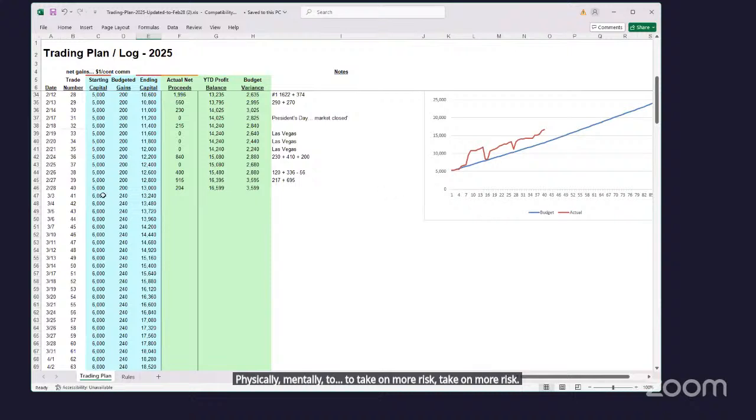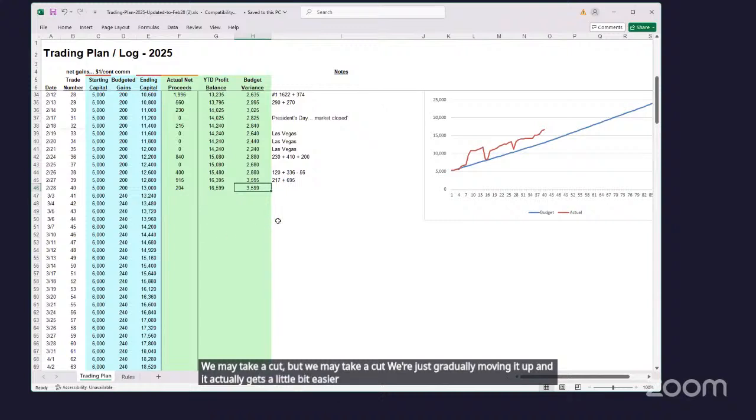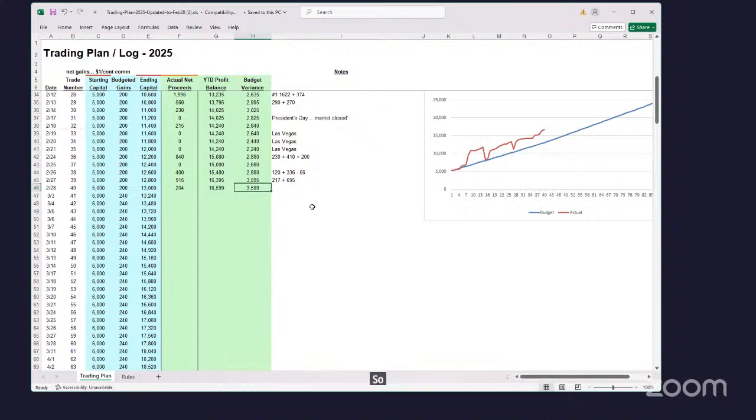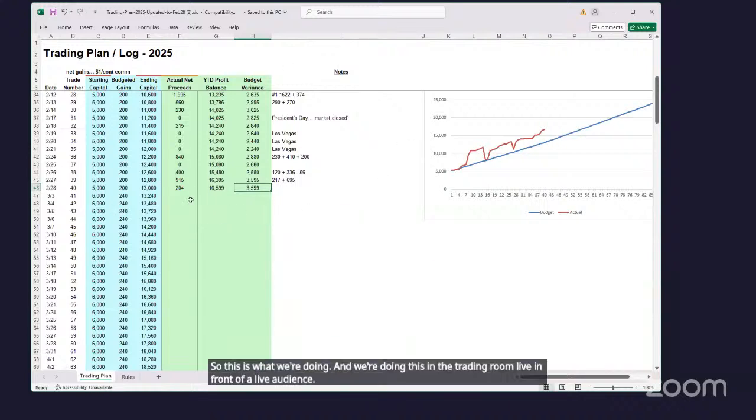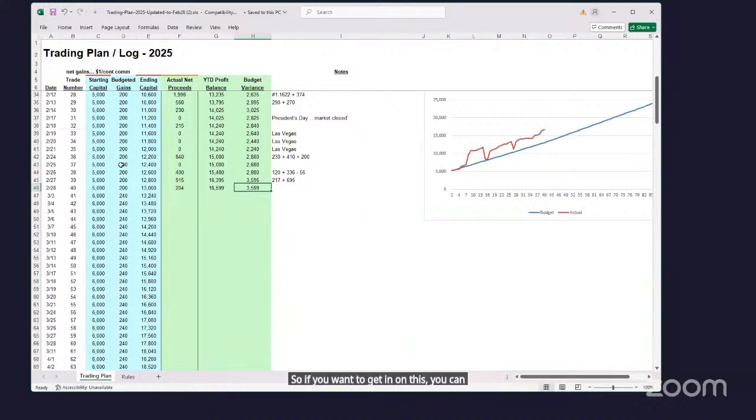Now we don't let the options go to zero, that's for sure. We may take a cut, but we're just gradually moving it up, and it actually gets a little bit easier as you're investing more money. So this is what we're doing, and we're doing this in the trading room live in front of a live audience. So if you want to get in on this, you can get in on this at any time.